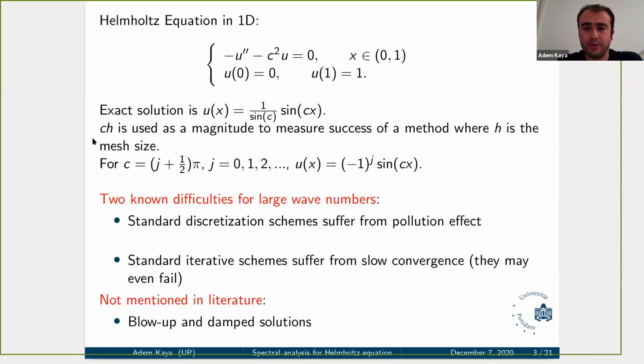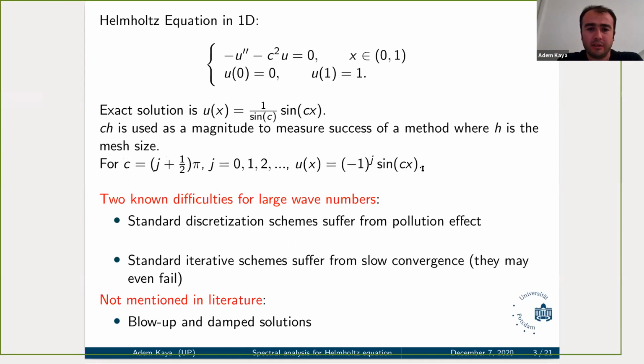And here, there are two situations. I can either fix C and change H, or fix H and change C. If C is fixed, that is the wave number is fixed, there is no problem in the analysis. But if H is fixed and C is varying, then I have to be careful because the continuous problem may be very ill-conditioned. And to make it well-conditioned, I choose the wave number as (J plus 1/2) times pi, where J is a positive integer including zero, so that the exact solution becomes either minus sine of Cx or sine of Cx. And the scale of the exact solution is always between minus one and one in this case.